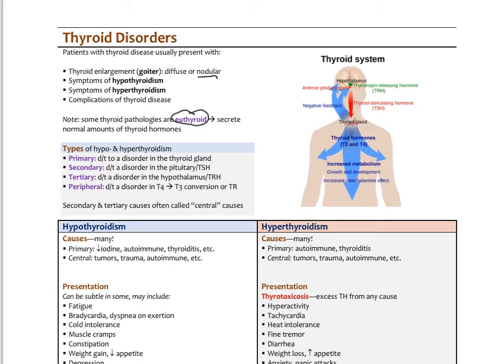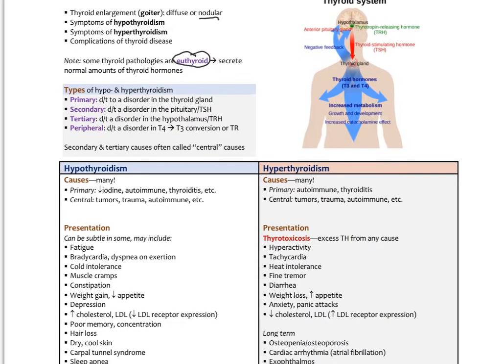So our basic types of hypo or hyperthyroidism would be primary, and that's due to a problem in the gland itself. Secondary would be a problem of the pituitary with TSH secretion. Tertiary would be a problem of the hypothalamus and TRH secretion. And then there could be a peripheral disorder.